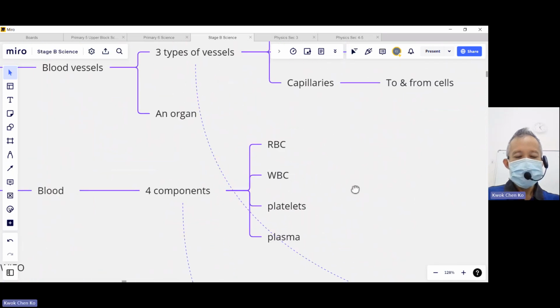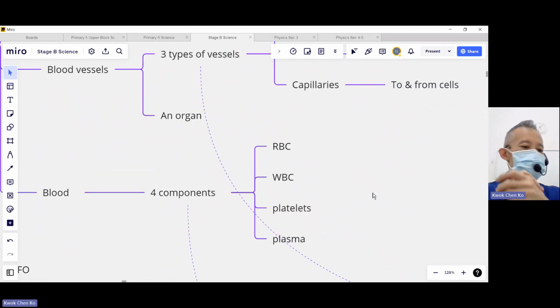Blood. Now, blood is very complicated, of course, but for your level, you only need to know four things inside. For now, you only need to know it has four components. Water is there too, even though it's not written here. Red blood cell, white blood cell, platelets, and plasma. Okay, four components of blood.